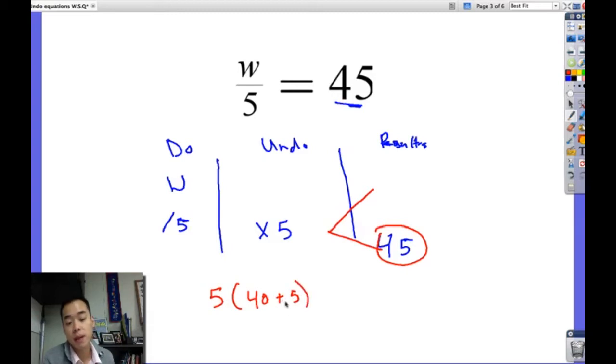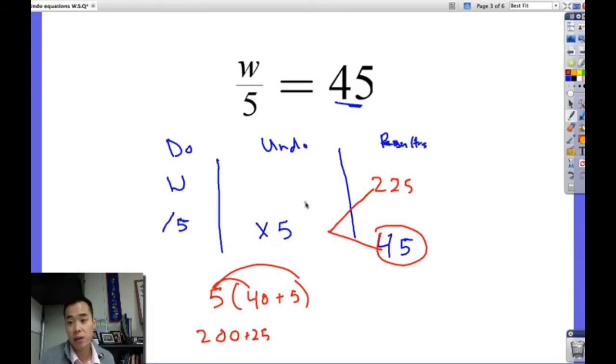Because 40 plus 5 is 45. So 5 times 40 is 200. 5 times 5 is 25. So my final answer is going to be 225. So 225 divided by 5 is going to be 45.